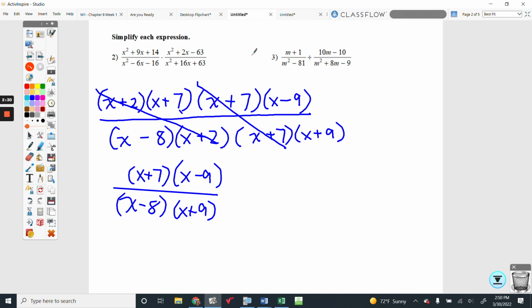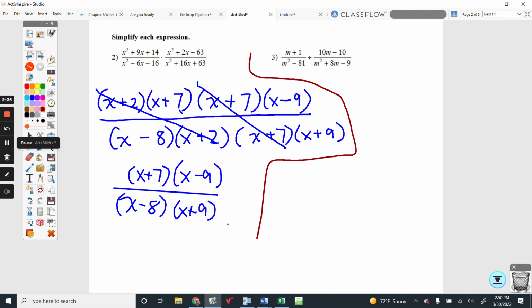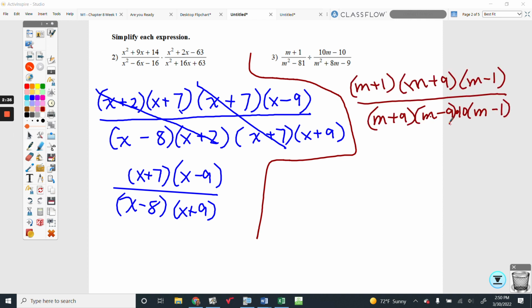Then we move on to this next problem here. And again, go ahead and factor everything and flip it over at the same time. So here's my factored version. I'm going to be able to cancel 2 things again. And my final answer will be m plus 1 over 10 parentheses m minus 9. And that's it. I hope you remember how to do those.